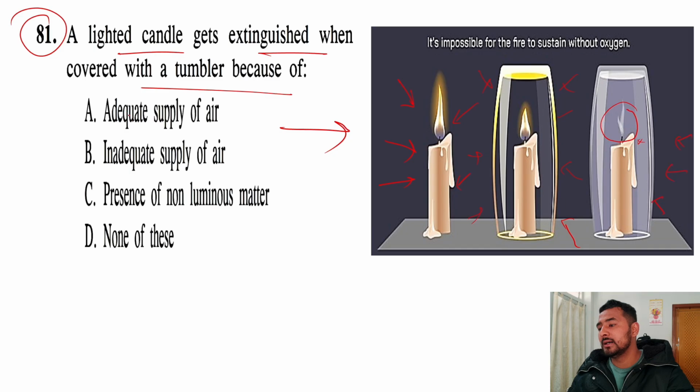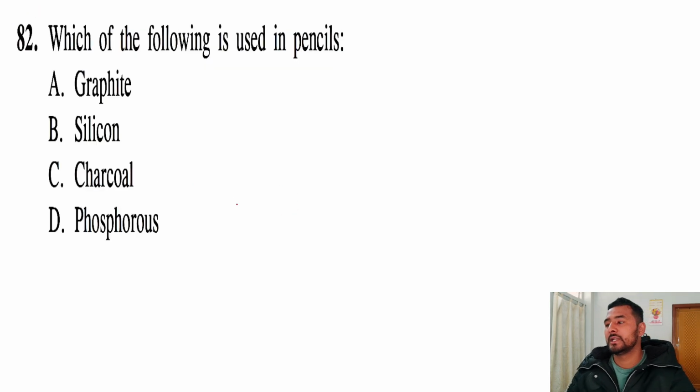So what will be the answer? Adequate supply of air? No. If there were an adequate supply of air, it would keep burning. Since there's an inadequate supply of air, this candle will burn off, okay? So the answer will be inadequate supply of air. Let's go for the next question.